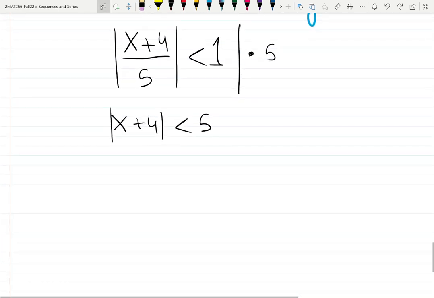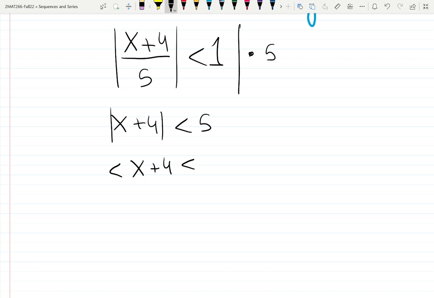Now, how to rewrite this notation? The absolute value of x plus 4 less than 5 becomes an inequality: 5 to the right, minus 5 to the left. Reminding you this notation of the absolute value: absolute value of x less than a means x is from minus a to plus a.